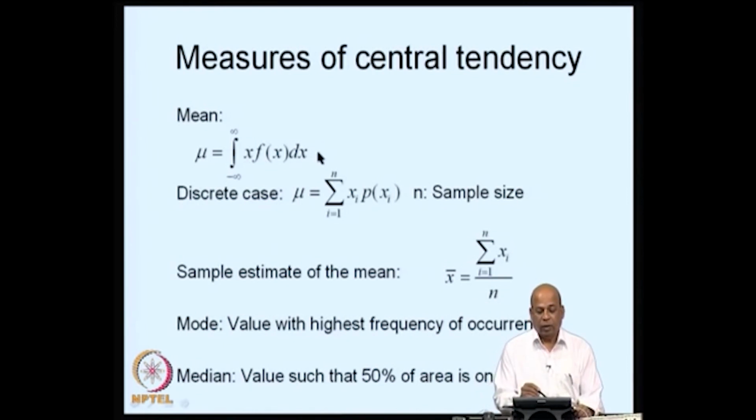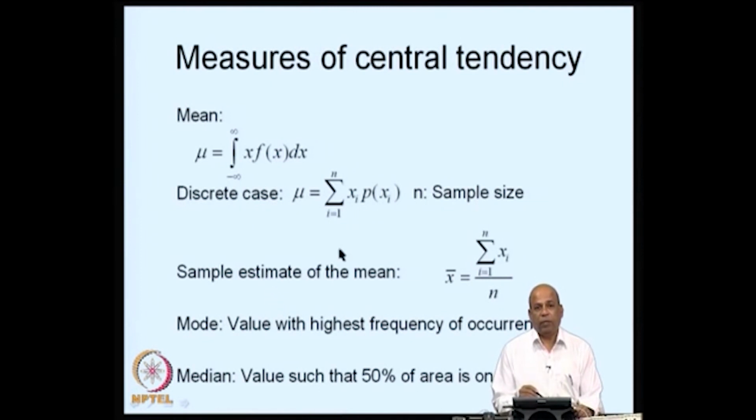In fact, this is a measure defined on the population. Then in the case of discrete random variables, or when we have a random variable taking on only discrete values with associated probability mass function, we define mu as summation i is equal to 1 to n of x i, which is the ith discrete value, into p of x i, which is the probability with which the value x i occurs, and n here is the number of values that the discrete random variable x can assume.